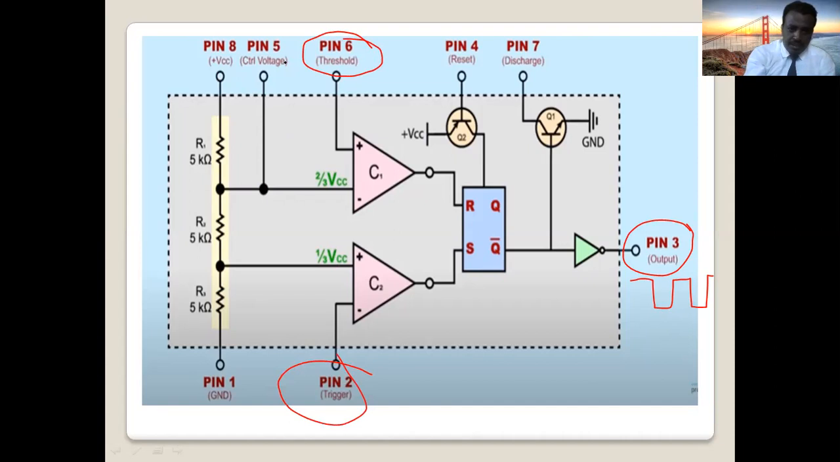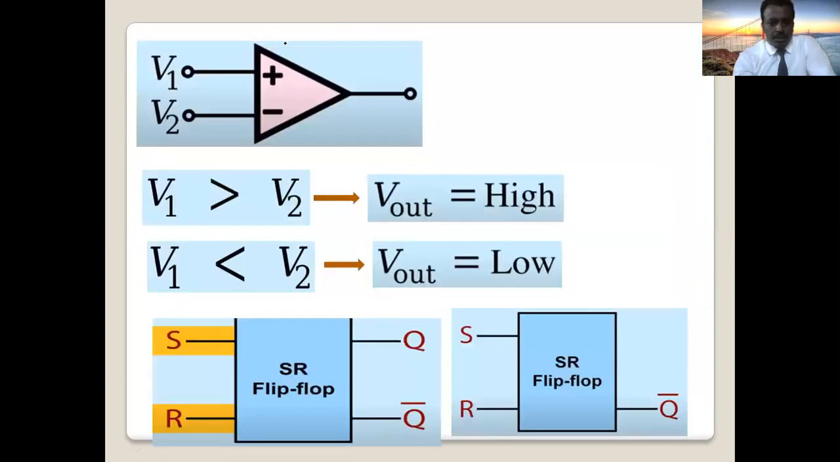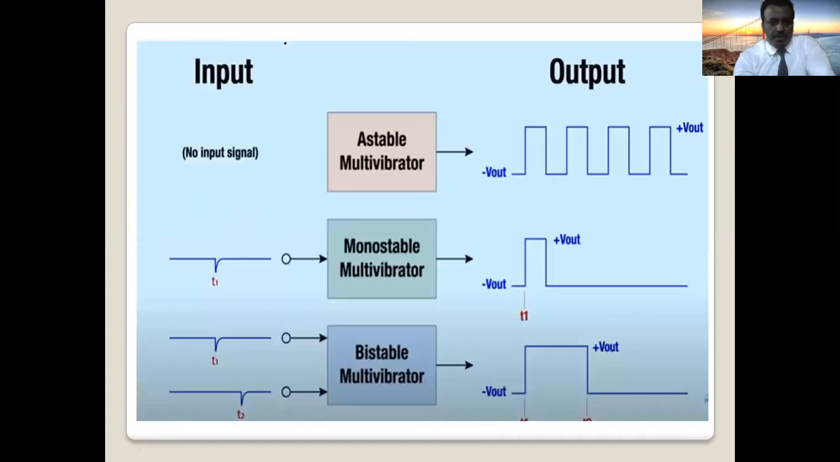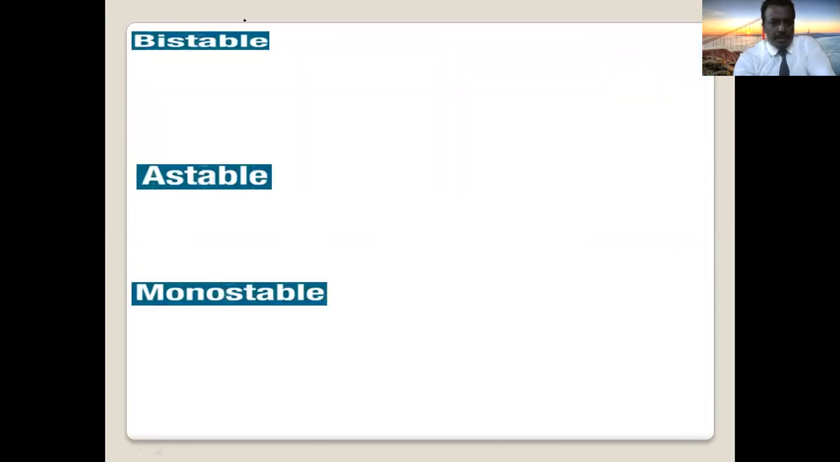As we have discussed, there is another input also, the control voltage, pin number 5. In some applications, we also use pin number 5, the control voltage, in order to control the output at pin number 3. So always keep in mind that for the 555 timer, the output can be high state or low state. No other option. Okay. So when you come to the three modes of operation, the first mode we call bistable mode.